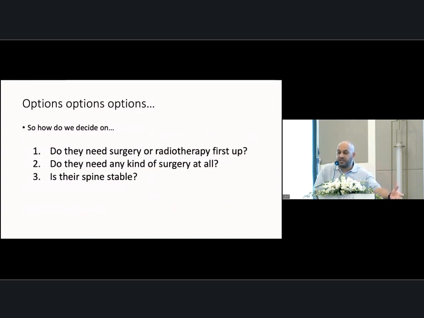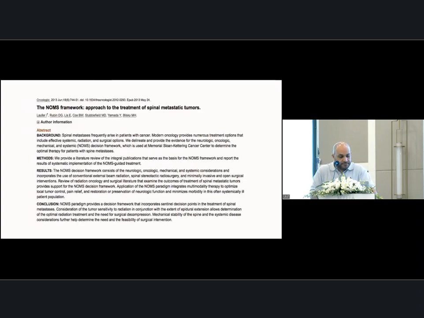You should have a radiation oncologist, a medical oncologist, allied health, anybody who's relevant to the patient's outcome should be there and present. So do they need surgery or radiotherapy? Do they need any surgery? Sometimes there's no surgery necessary at all. Is their spine stable? That's an important question you need to ask yourself.